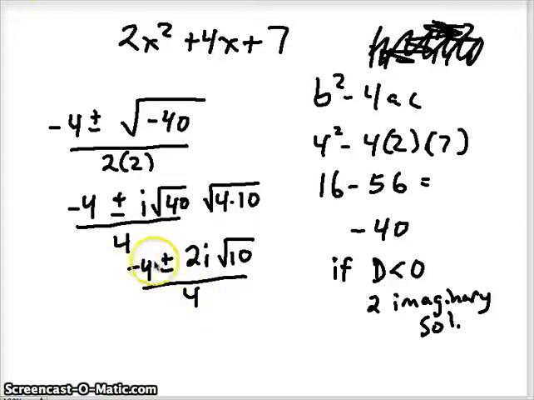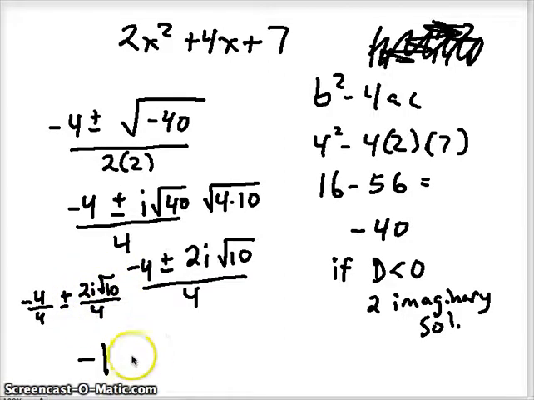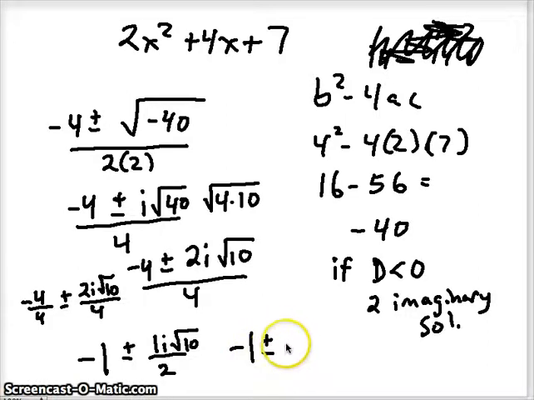Negative 4 over 4, this is what I'm doing first, this first fraction. Negative 4 over 4 gives us negative 1, right? And then we've got 2i times the square root of 10 all over 4. Well, this reduces to 1/2, plus or minus 1i over 2, and we still have the square root of 10 there. Basically all we have to do is just rewrite it nicely, something similar to standard form here. Negative 1 plus or minus the square root of 10 over 2 with the i on the outside.